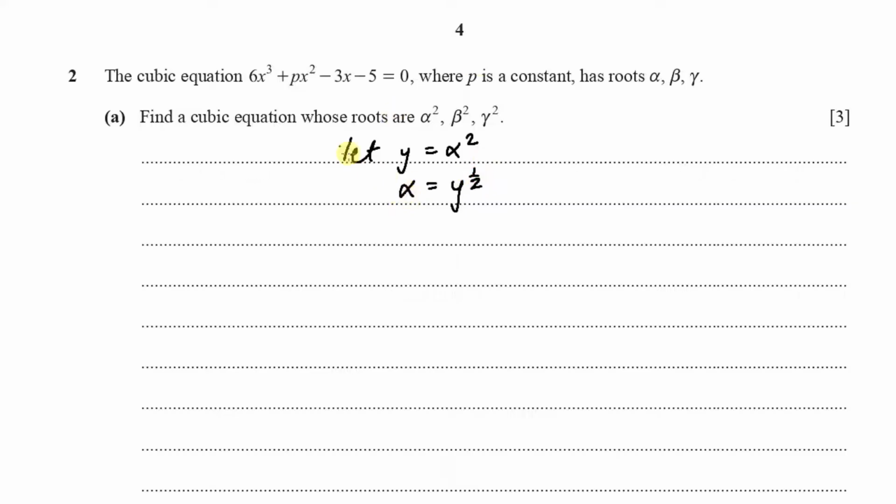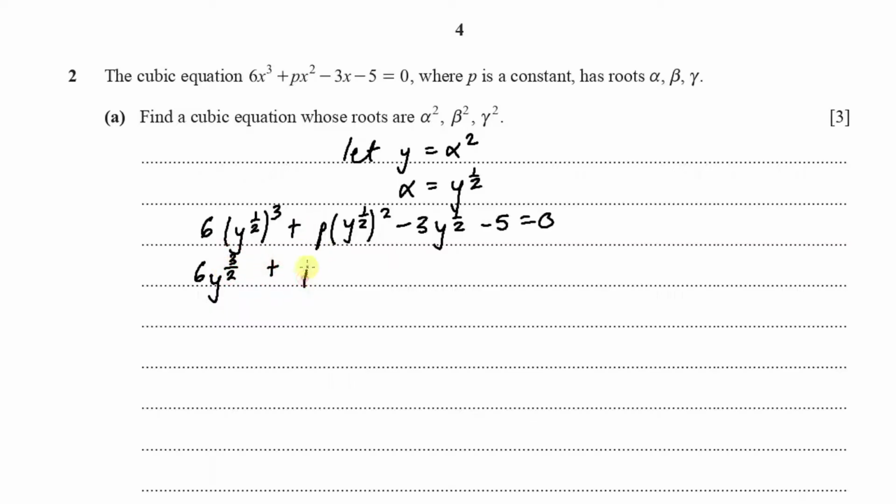Now, since alpha is a root of this cubic polynomial equation, I can substitute alpha into this, using the substitution of y to the power of a half. So we'll now be having 6 of y to the power of a half cubed plus p of y to the power of a half squared minus 3 of y to the power of a half minus 5 is equal to 0. So let's simplify this. Here I'll be having 6y to the power of 3 over 2.